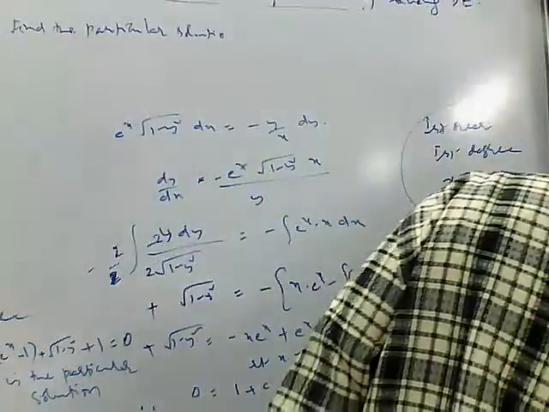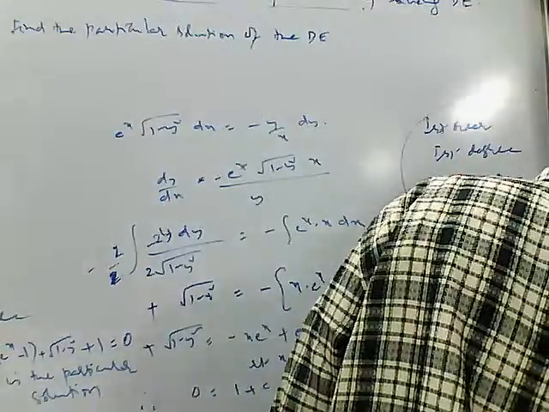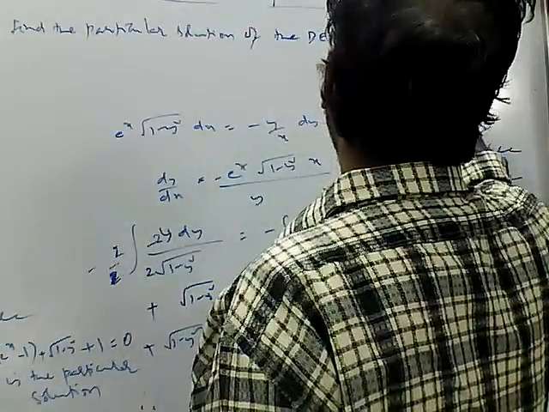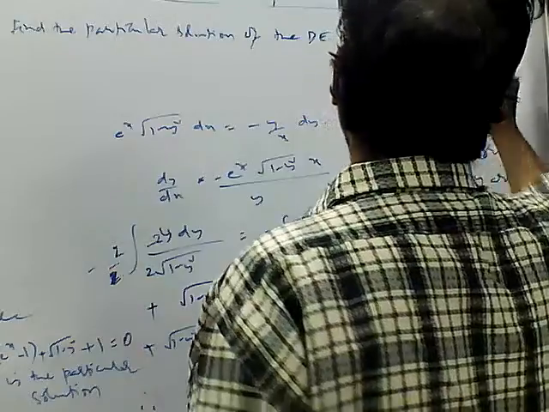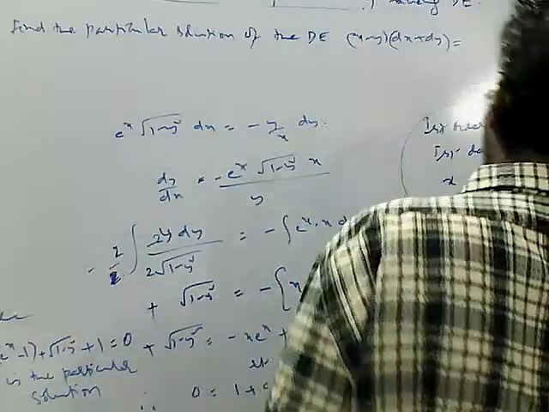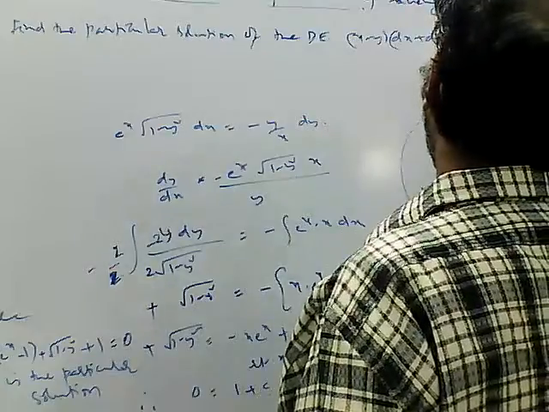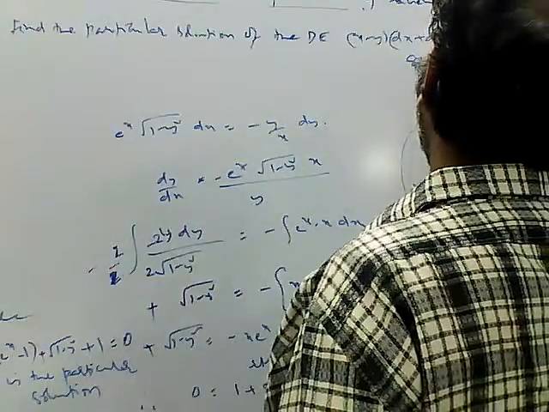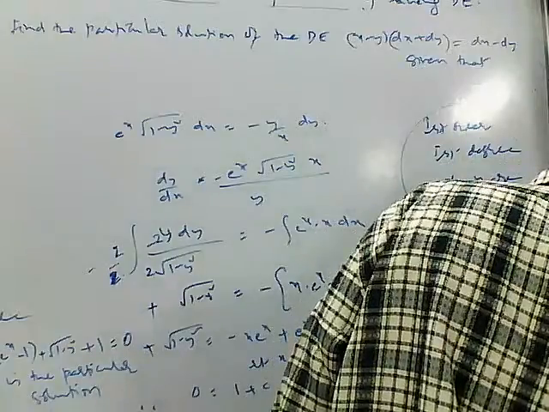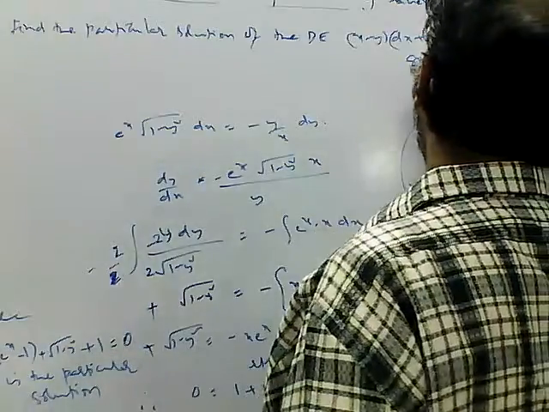Find the particular solution of the differential equation x minus y into dx plus dy is equal to dx minus dy, given that y is equal to minus 1 when x is equal to 0.